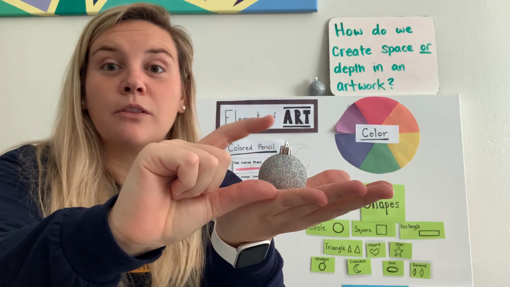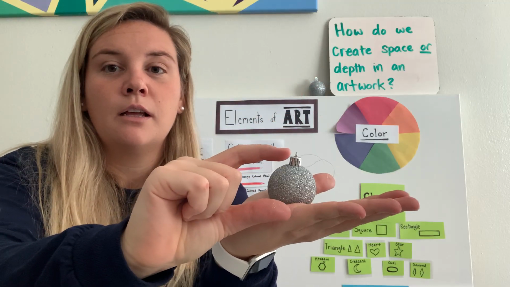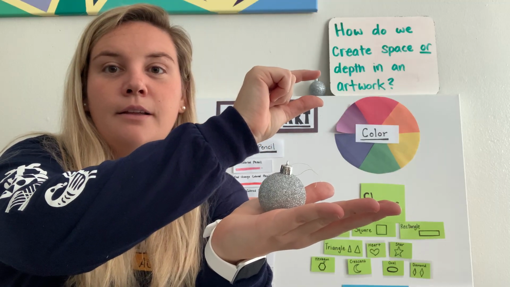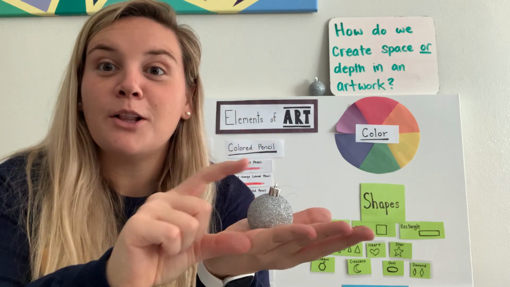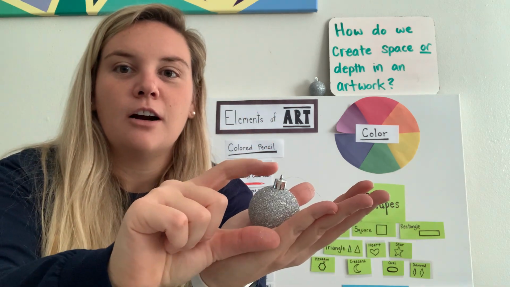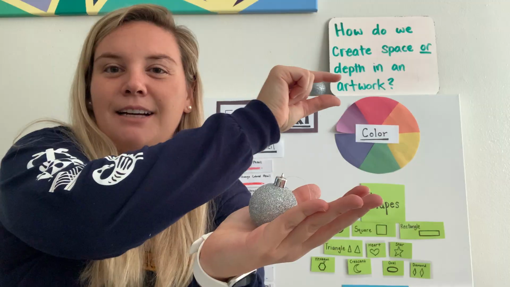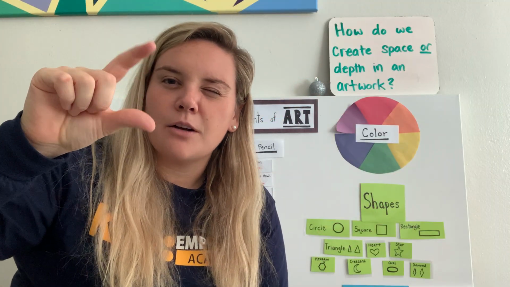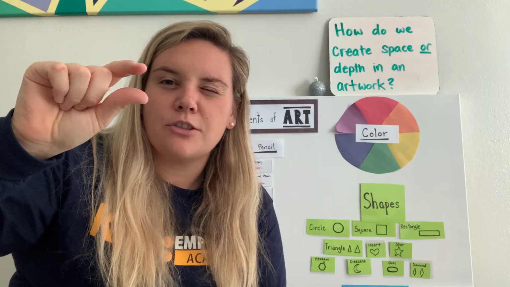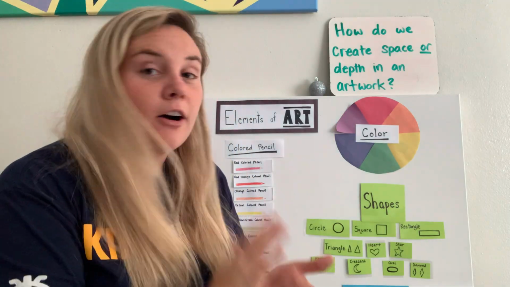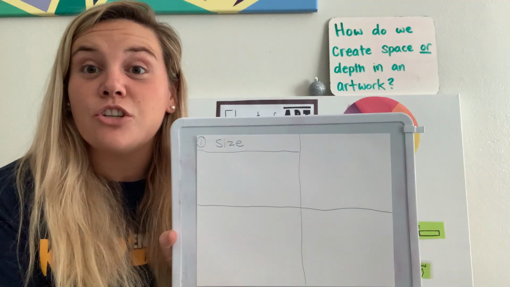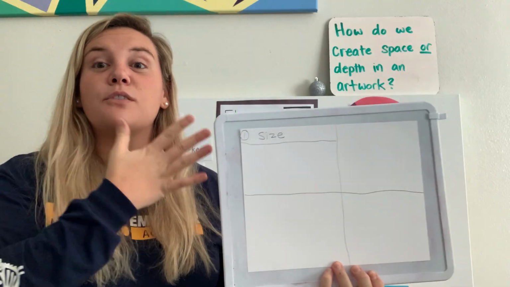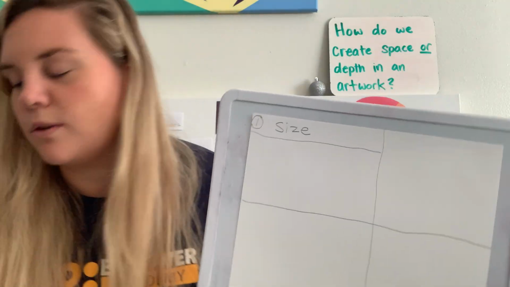So which ornament's bigger, the one that's closer or the one that's farther away? The one that's closer is bigger because my fingers are open wide. Whereas in the back, it's kind of getting really small. So you can look around your house and see what things are big, maybe they're really close to you, and what things are small, super far away. So in an artwork, the way that we use size to show that something is closer to us is we draw it bigger. To show that something is further away, we draw it smaller. So let's do that now.